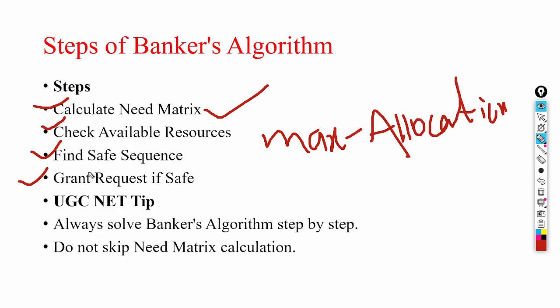What is the fourth one? Grant the request if safe. If the allocation causes an unsafe state, the request is postponed. So if the allocation is safe, we are granting the request. This is how banker's algorithm avoids deadlock. The UGC NET pointers: always solve the banker's algorithm step by step. Do not skip the need matrix calculation.